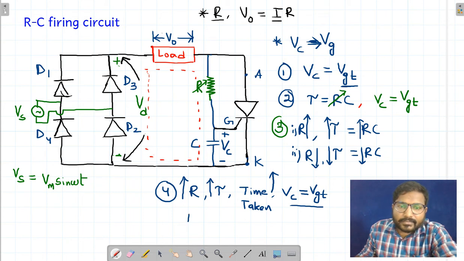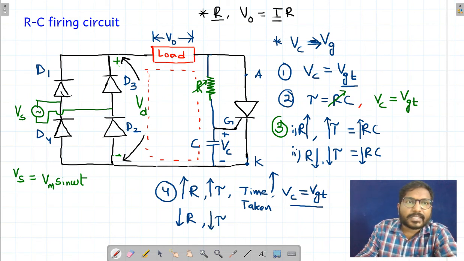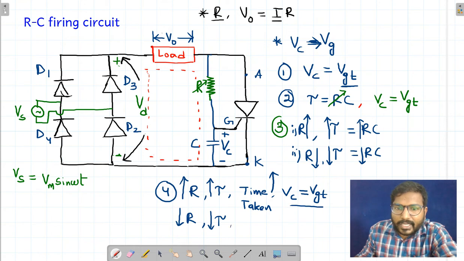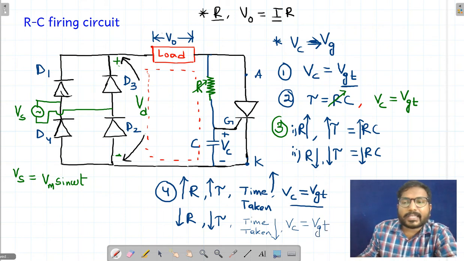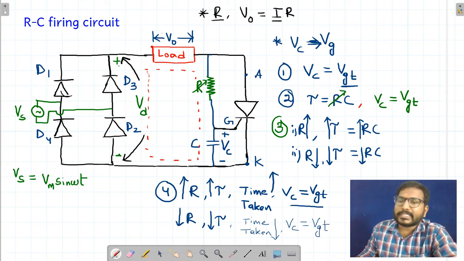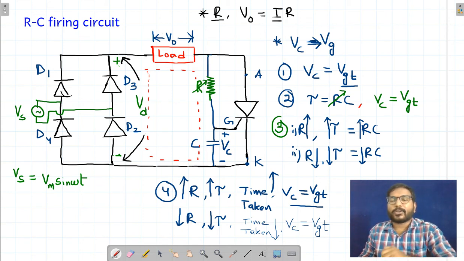And the next point: if R is less, what is the charging time? Less. Now the time taken by the capacitor to reach its Vc value equal to Vgt is less. The time taken to match the capacitor voltage to Vgt is less. Right. These are the points we can conclude.